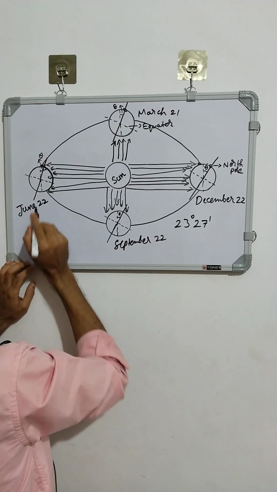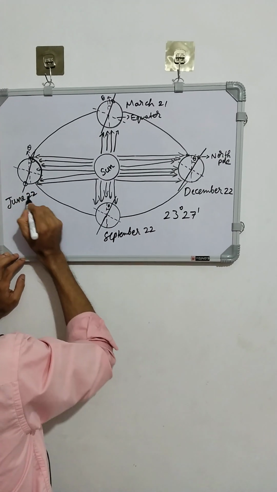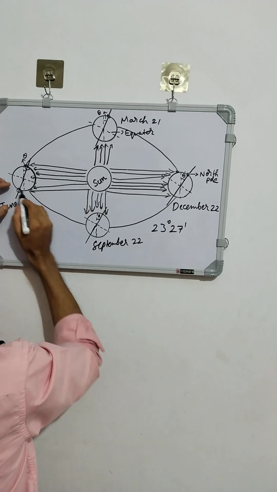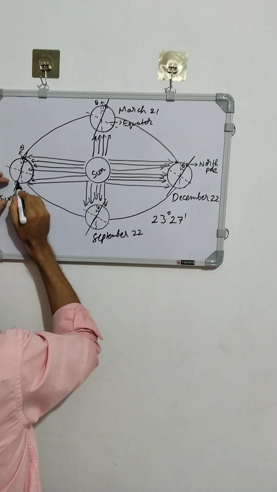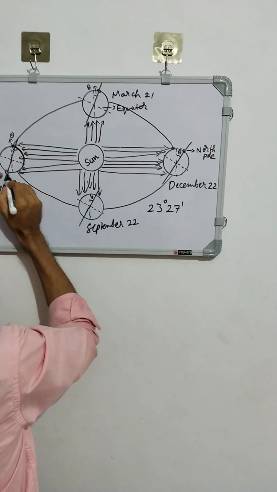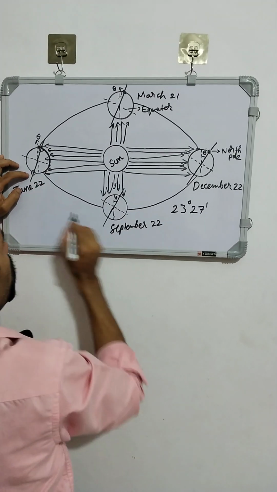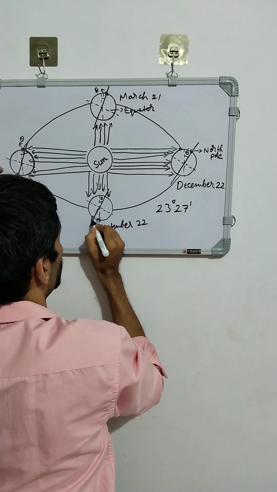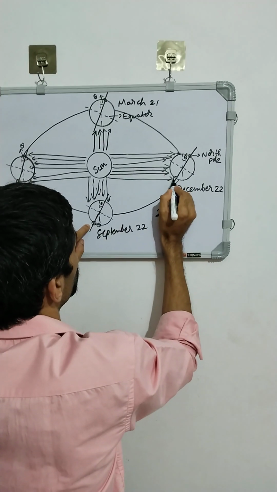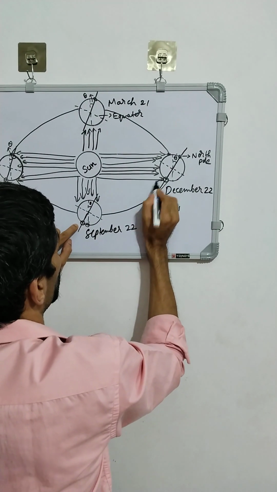The same is true in the case of the south pole. This is the south pole of the planet. Here the sun rays will not reach. So even if the Earth completes one complete rotation, the sunlight will not reach here, so there will be darkness. And when the Earth comes here also, there will not be sunlight, and only when the Earth reaches here, sunlight will be entering the south pole.